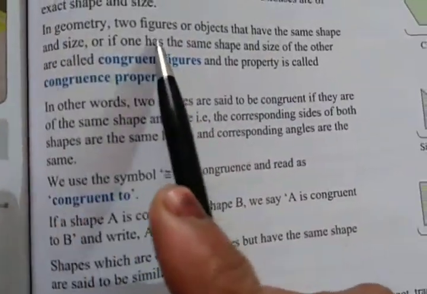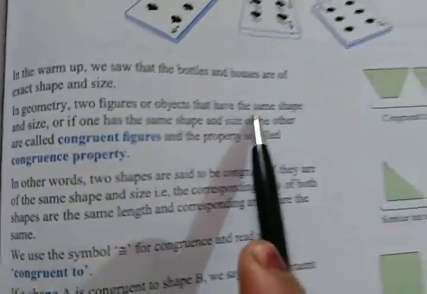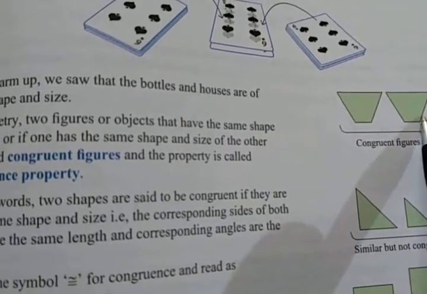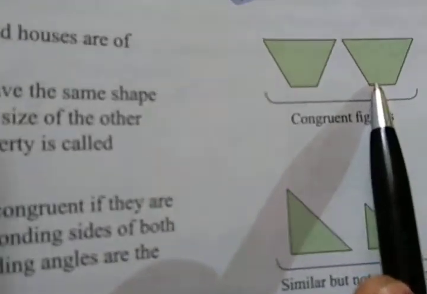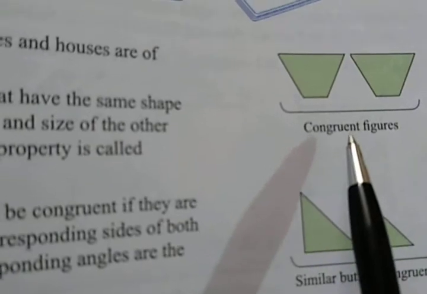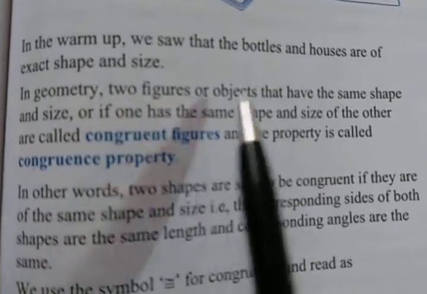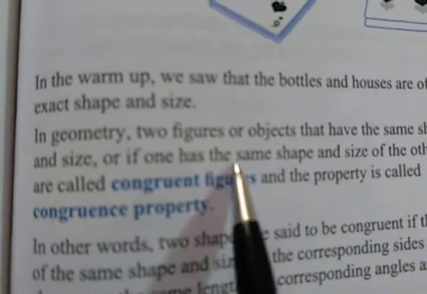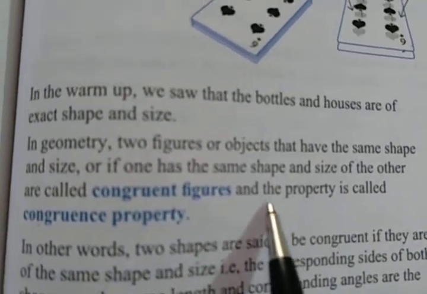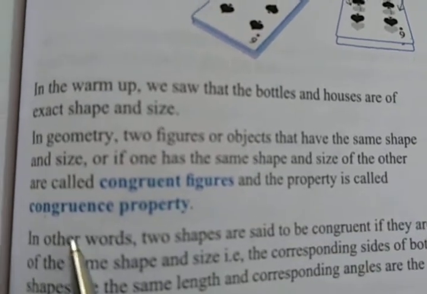In geometry, two figures or objects that have the same shape and size of both are called congruent figures, and the property is called congruence property. So we can say in geometry, two figures or objects that have the same shape and size, or if one has the same shape and size as the other, are called congruent figures, and the property is called congruence property.